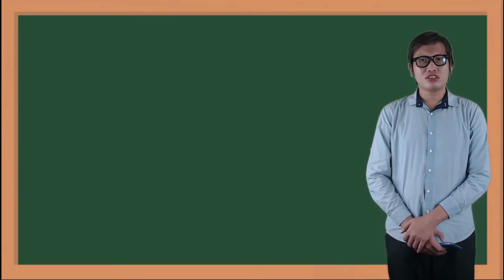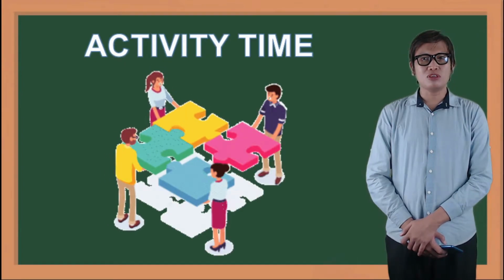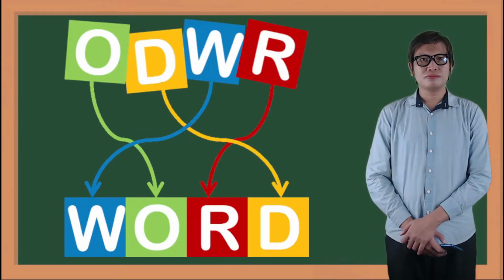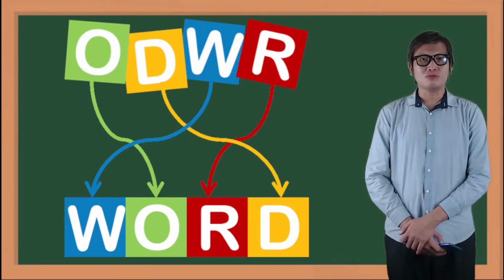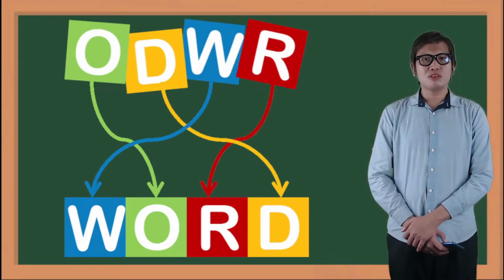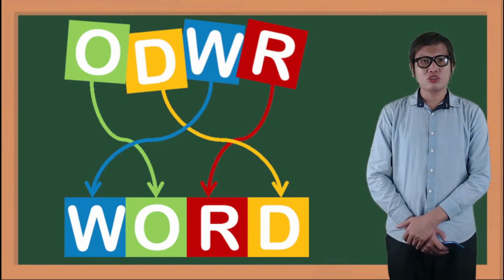To start our lesson, we will have a simple activity entitled Unscramble the Jumbled Letter Words. Are you ready? Okay, let's go. As you can see, there are jumbled lettered words above each image. Unscramble the jumbled lettered words to reveal the words associated to the lesson. You are given 5 seconds to write your answer on the comment box.